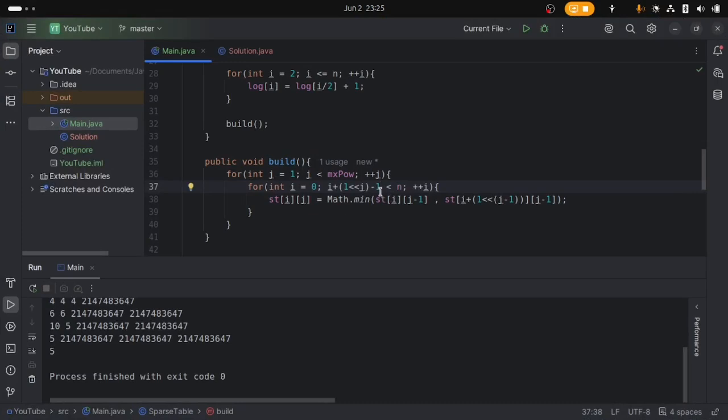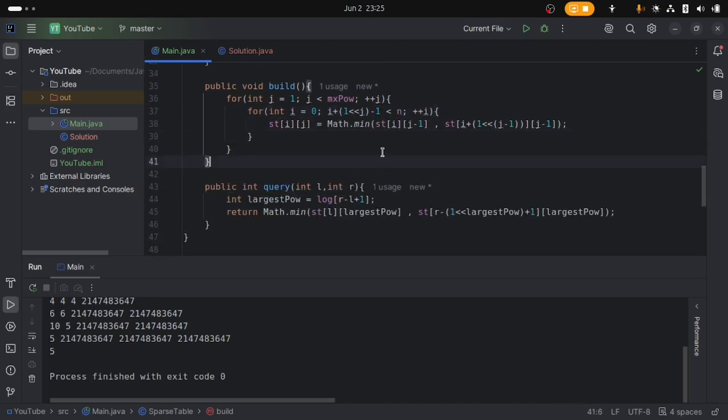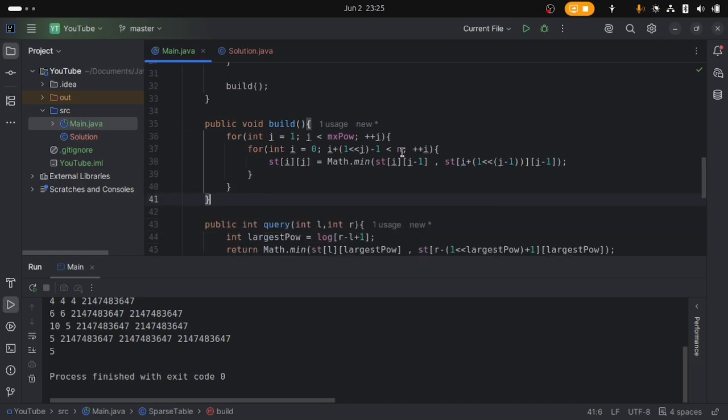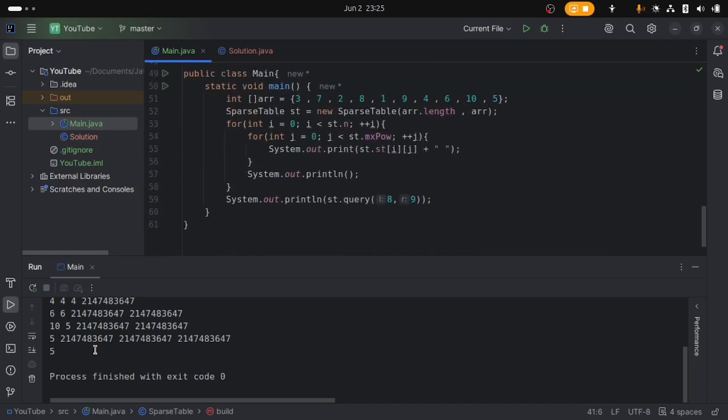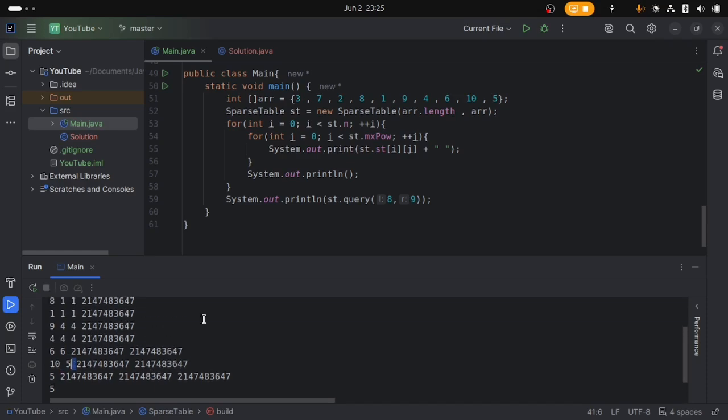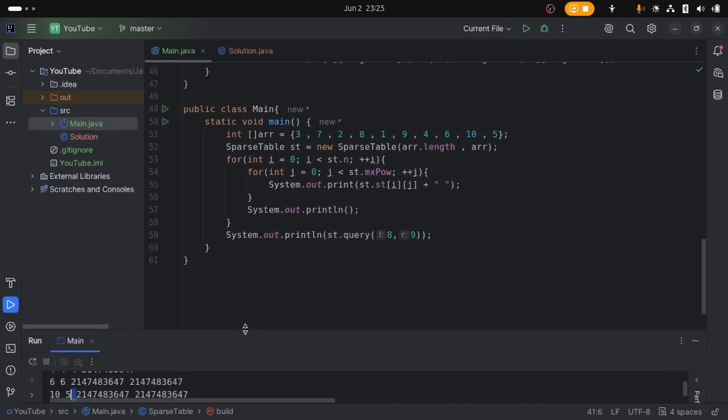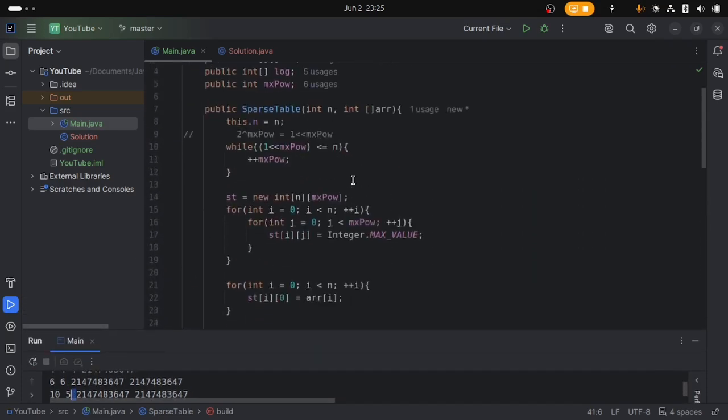Okay, it was a very small issue that I just need to add here a minus 1. And it was very simple because I plus 2 to the power j minus 1. Okay, minus 1, this small thing I didn't notice. Not a big deal. Fine. So now you can see we got the output 5, and we have a 5 over here. Okay, so this is how you will write a sparse table.